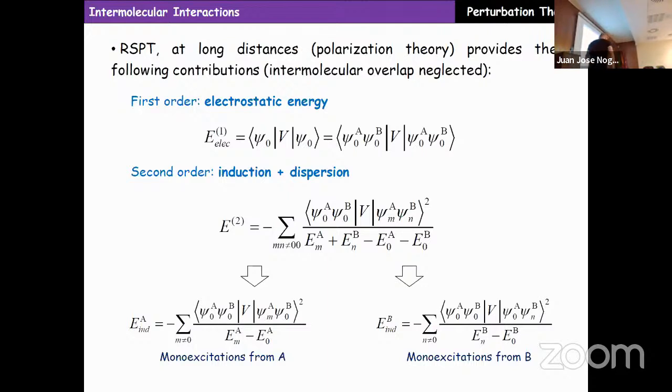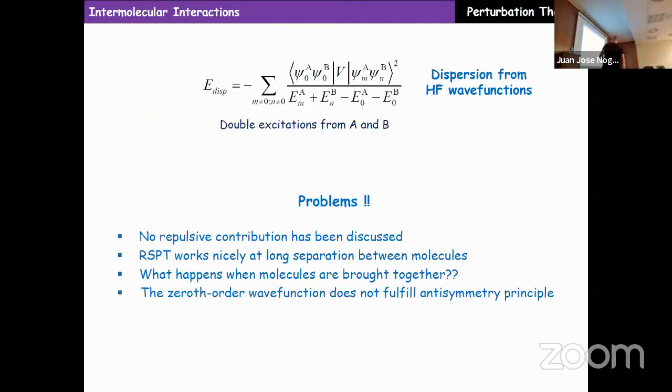So this is induction. It's like in classical theory, the permanent dipole, induced dipole. Now I have also the induction in B, the same, but changing the fragments. And now I have other terms which involve excitations in A and B at the same time. This is induced dipole with induced dipole, what we call, with the analogy in classical theory, the dispersion interaction. Normally in classical theory we say fluctuating dipole with induced dipole.